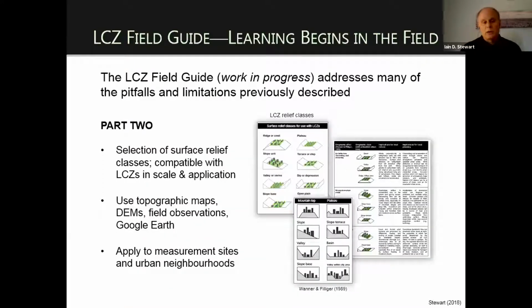And part two of the guide is the selection of surface relief classes. Now, these are derived from an existing orographic classification of cities based on Bonner and Villager in 1989. Those are scaled down to the local scale, and users simply select one of the relief classes to best match what the topography is at their site. And again, this can apply to a measurement site, or it can apply to an urban neighborhood, or what have you.